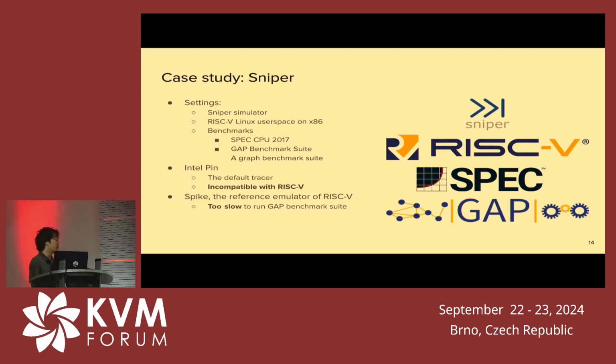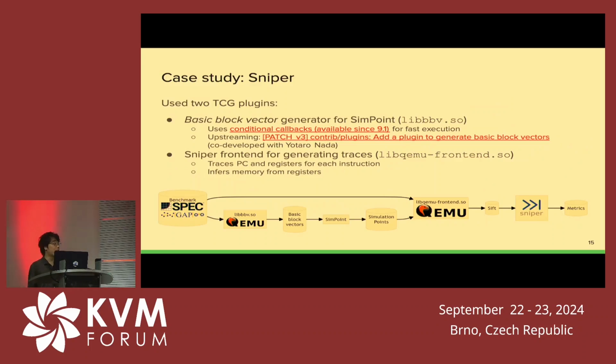Sniper uses Intel Pin as the default tracer, but it is incompatible with RISC-V, so it has integration with Spike, the reference emulator of RISC-V. But unfortunately, it turns out Spike is just too slow to run the graph benchmark series. So it is not appropriate for our use case. So instead of using Pin or Spike, we opted for TCG plugins. We use two TCG plugins. The first one is the basic block generator, BBG.